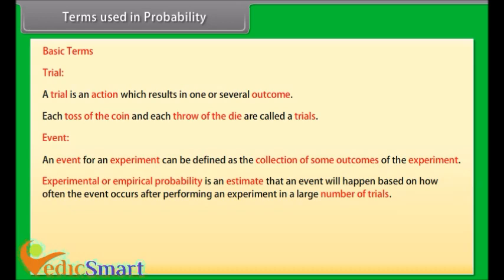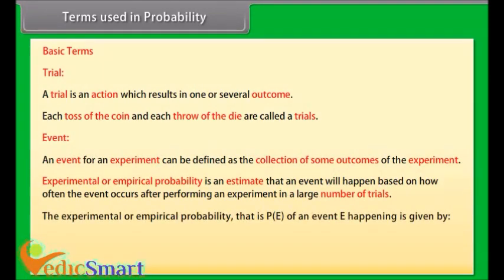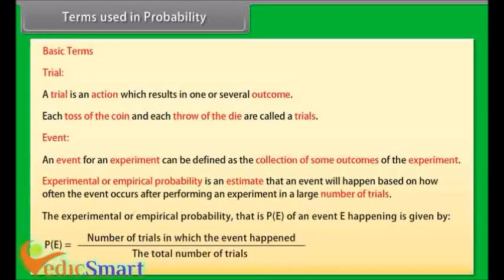Experimental or empirical probability is an estimate that an event will happen based on how often the event occurs after performing an experiment in a large number of trials. The experimental or empirical probability, that is P(E) of an event E happening, is given by P(E) is equal to number of trials in which the event happened upon the total number of trials.